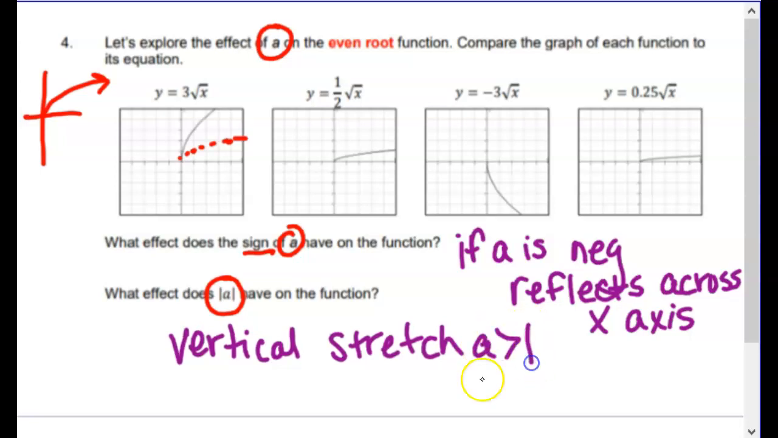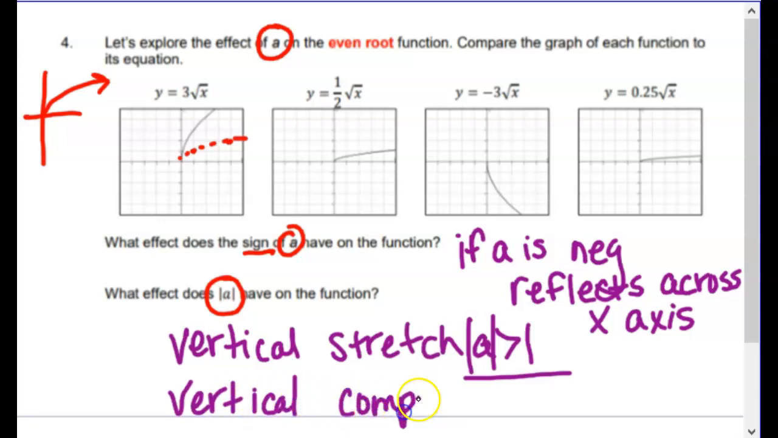If a is greater than 1, the absolute value of a, ignoring the sign, if the number is more than 1, it's a stretch. What happened with the 1/2 or the 1/4? That is called a shrink or a compression. You're welcome to say shrink. I just find that eventually when we start talking, it's like somebody sat on it, right? It's compressed down towards the x-axis.